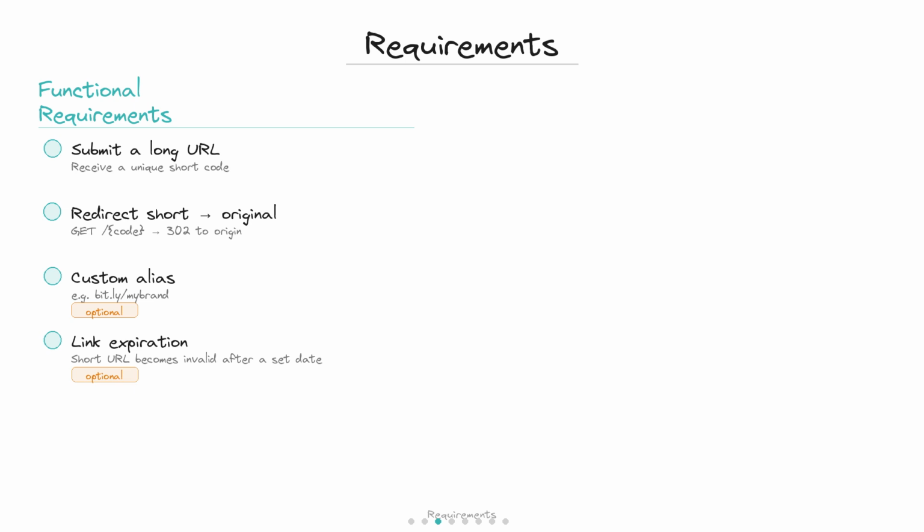It's worth calling out which requirements are optional because in a real interview, your interviewer might ask you to prioritize. If you're short on time, you focus on the core two and mention the optional ones as extensions. Now, non-functional requirements. These define the quality bar for the system. These are what separate a working prototype from a production-grade design.